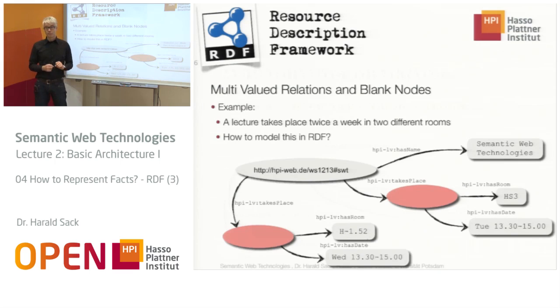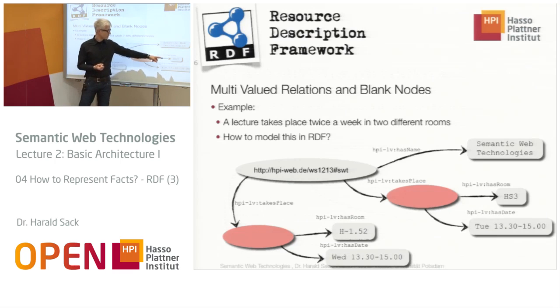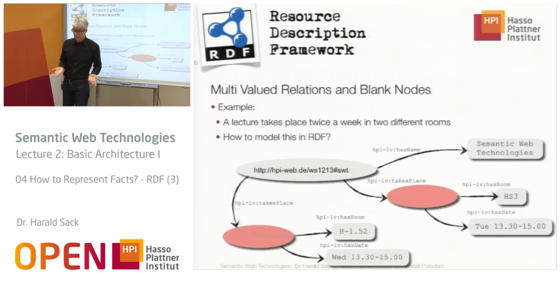For example, like that. Here we have 2 new nodes, 2 blank nodes that right now don't have a name. But as you can see, they have 2 properties. This blank node represents a place and a time, which has a room and also a date that combines place and time in a unique way. It's called a multi-valued relation that is represented with the help of so-called blank nodes. And here again, you have the lecture. The lecture takes place in a room and at a specific time.